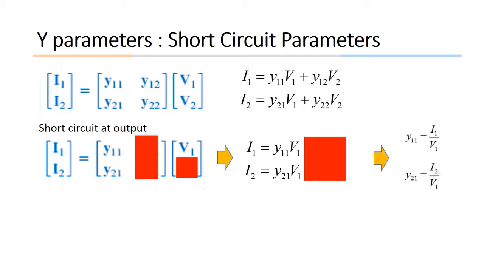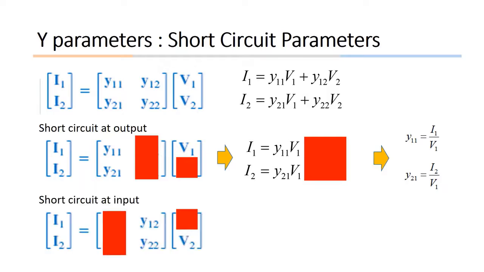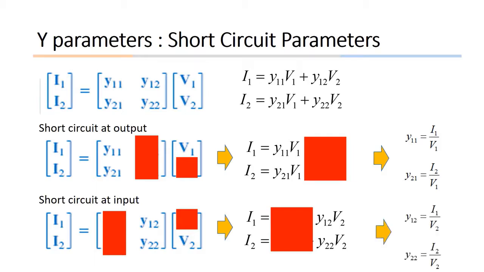Thus, we will obtain simply Y11 and Y21, the ratios of I1 and I2 to the input voltage V1. Okay, similarly, the second column of the Y parameter can be obtained by doing short circuit at the input, so that your Y12 and Y22 are simply the ratios of I1 and I2 to V2.